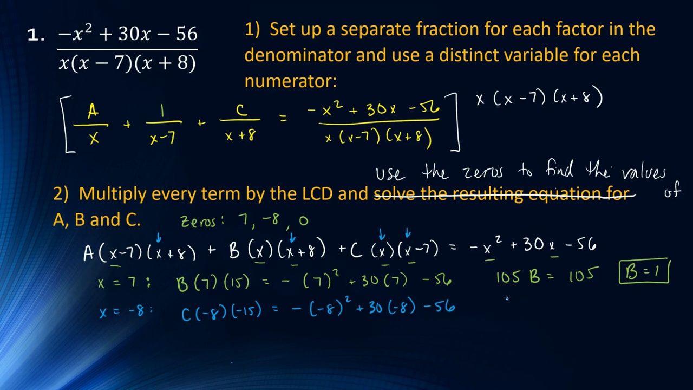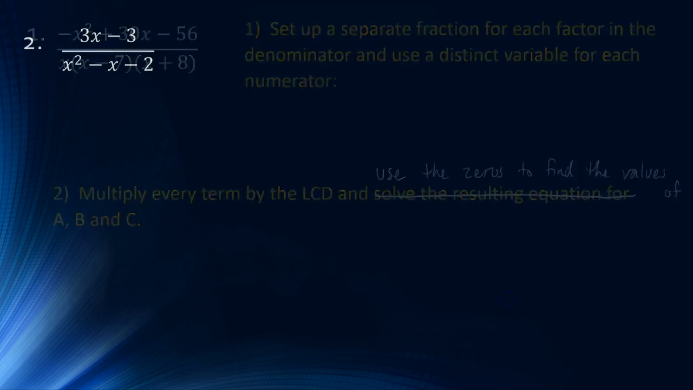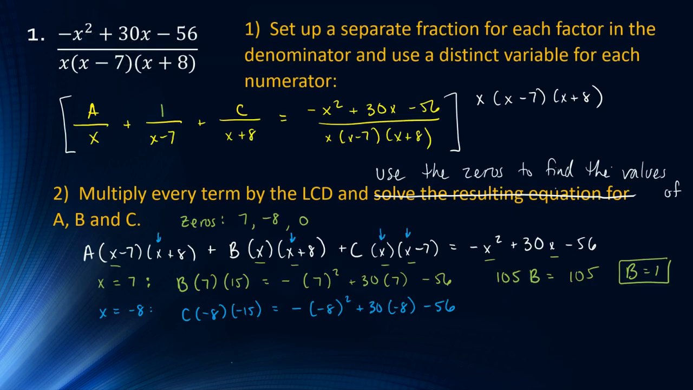All right, so let's simplify this. On the left side, if I take negative 8 times negative 15, I get 120. And if I do the work on the right side, again, negative 8 when I square it is a positive 64, but the negative in front makes it a negative 64. So you'd have negative 64 there. 30 times negative 8 is negative 240. So if I take negative 64, negative 240, negative 56, add those together, I get negative 360. So when you divide both sides by 120, we get c is negative 3.